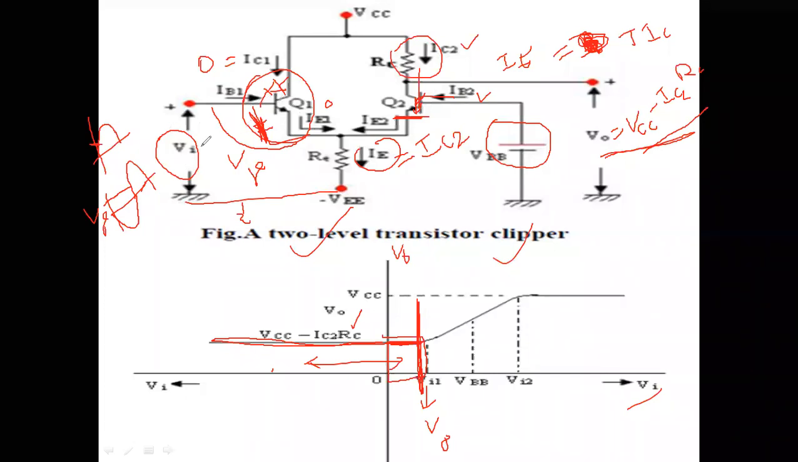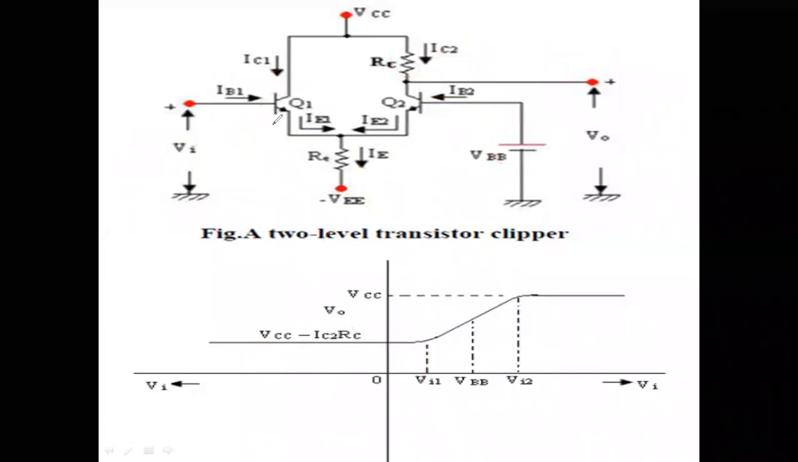Now we apply the input, and the input voltage is greater than the cut-in voltage. When Q1 is in the cutoff zone, we are getting a constant voltage. Now the input voltage is rising. When it is greater than the cut-in voltage, this junction gets forward biased. When this junction is forward biased, this transistor is going to be on. That means the transistor moves from cutoff to the active region.